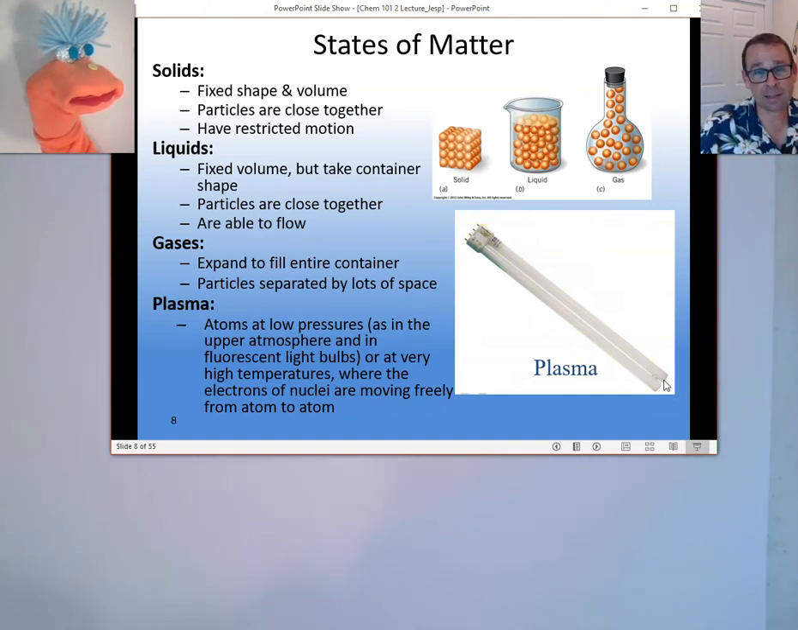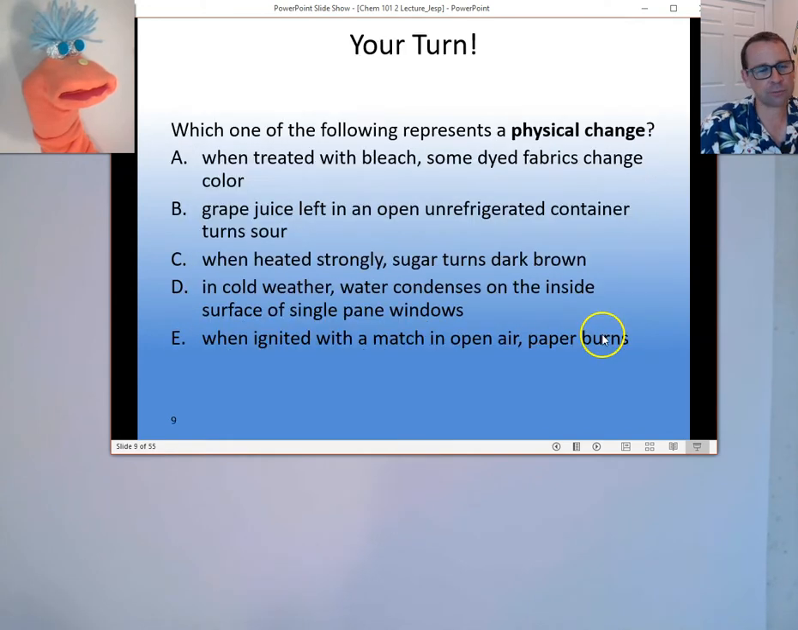And that gas, when a voltage is applied to it and a current passes through it, then it will release energy in the form of light. And so those are plasmas inside our light tubes that we have.